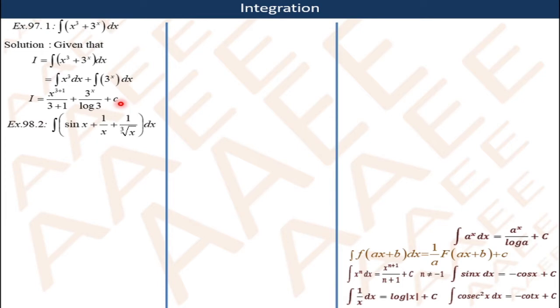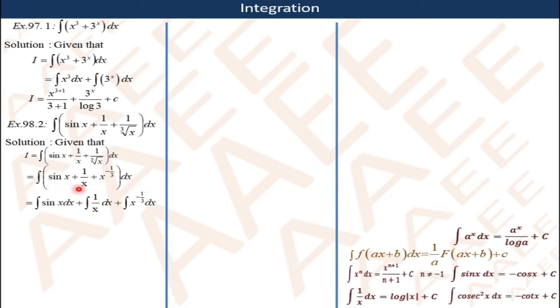Page number 98, example number 2, integration sine of x plus 1 upon x plus 1 upon cube root of x dx. So given that I is equal to integration sine of x plus 1 upon x plus 1 upon cube root of x. Cube root of x can be written as x raised to 1 by 3, and by the law of indices 1 upon x raised to 1 by 3 can be written as x raised to minus 1 by 3, and hence this can be written as integration sine of x plus 1 upon x plus x raised to minus 1 by 3 dx.